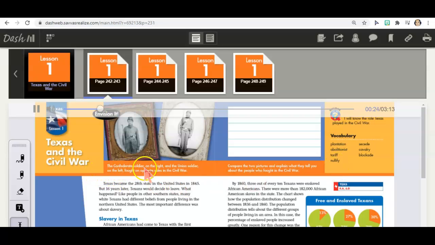The Confederate soldier on the right and the Union soldier on the left fought on opposite sides in the Civil War. Compare the two pictures and explain what they tell you about the people who fought in the Civil War.